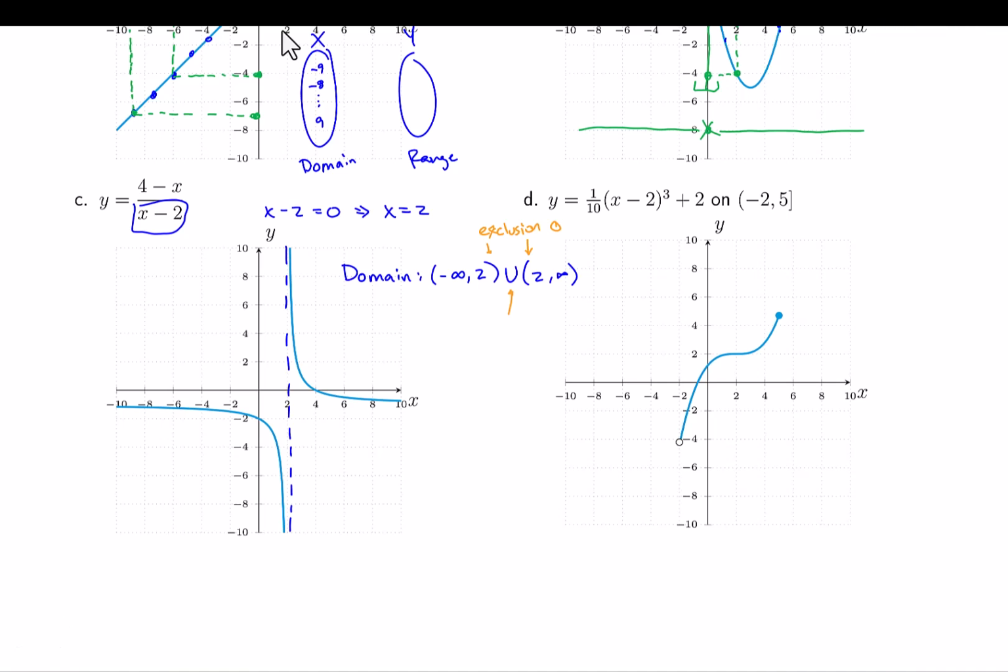Now, there's also a horizontal asymptote, and this horizontal asymptote is right through here, which looks like it's at negative 1. So the horizontal asymptote is a place where the function is not defined, in the range, that is. So this goes from negative infinity up to negative 1, and then from negative 1 to positive infinity. All right, so that's that.